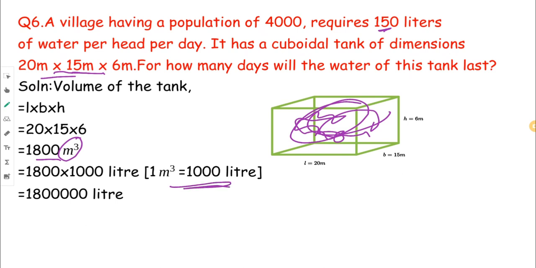So like I said, we'll convert this meter cube in terms of liters, and we already know 1 meter cube equals how many liters? 1000 liters. Okay, so simply multiply and convert it into liters. Then once you multiply, this is the amount of water that can be stored here in this cubical tank.